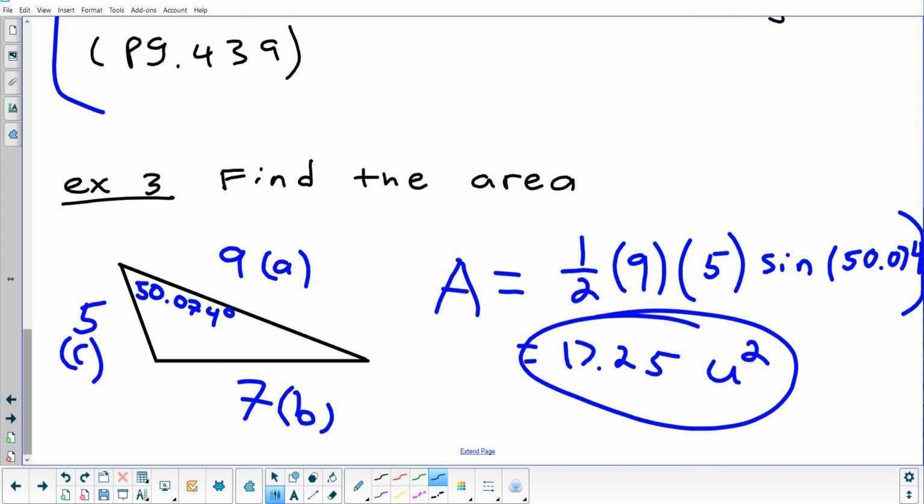Now, that wasn't too bad because we already did all the work to get this angle. But if we didn't know the angle, you'd have to do that first, and then you could do the formula for the area.